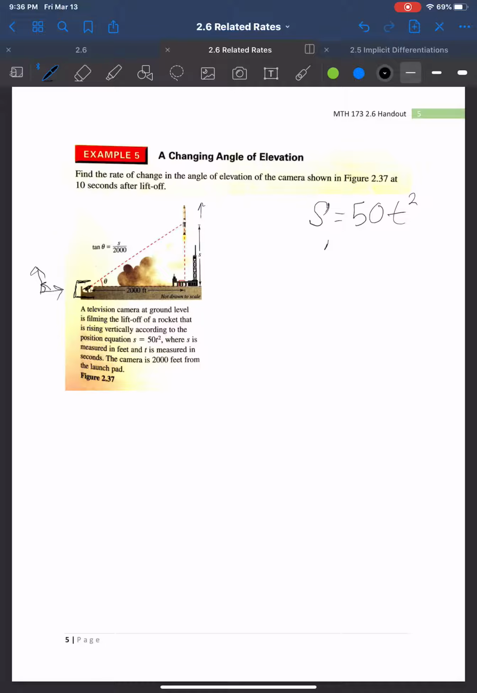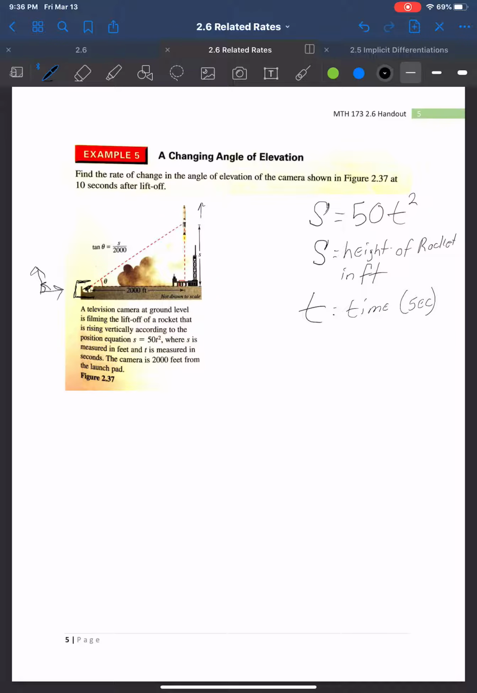So hold on for a second. So let's do better than that. S is what? It's the height of the rocket, in feet. All right. T is seconds. So T is simply time in seconds. All right. So they also tell us the camera is 2,000 feet from the launch pad.